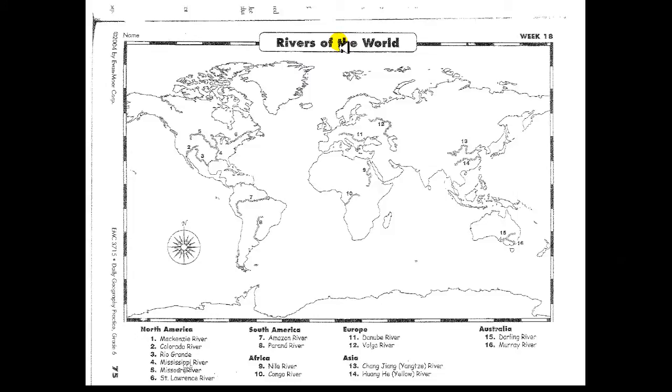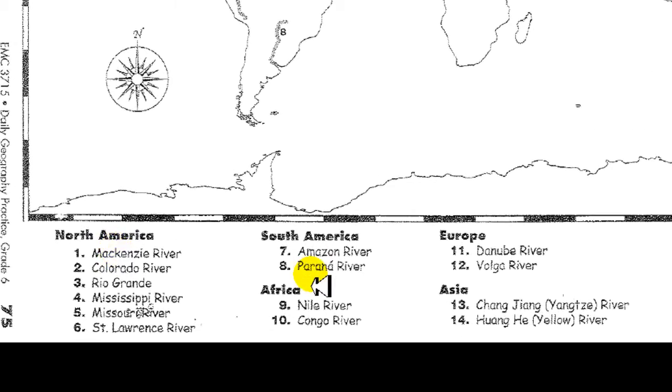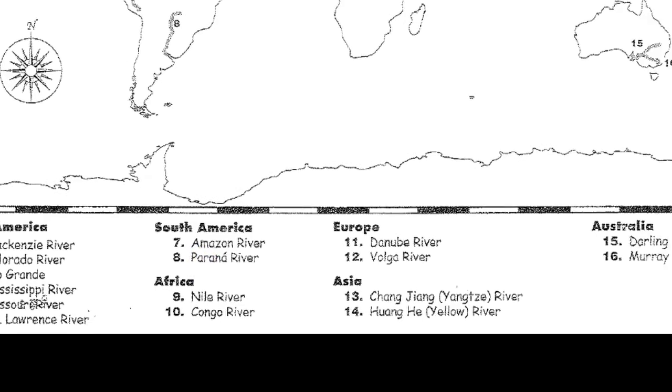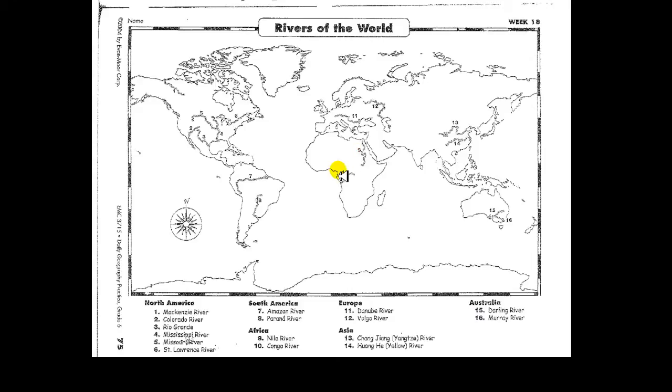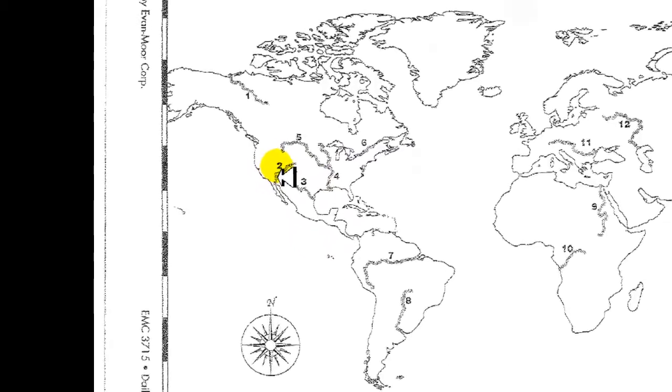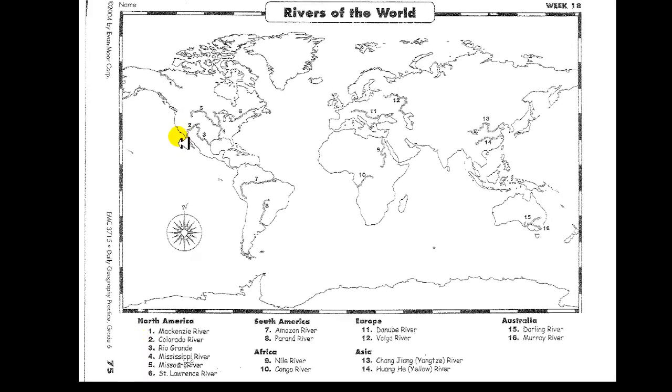Then I'm going to look around as always, and I can see that I've got a little bit of a legend here. It looks like these are all numbered 1 through 16. If I go up here into the map, I just need to match up, for example, this river, number 2, and come down here to my legend, and that tells me that this right here is number 2, and that's the Colorado River. So that's how this map is going to work.